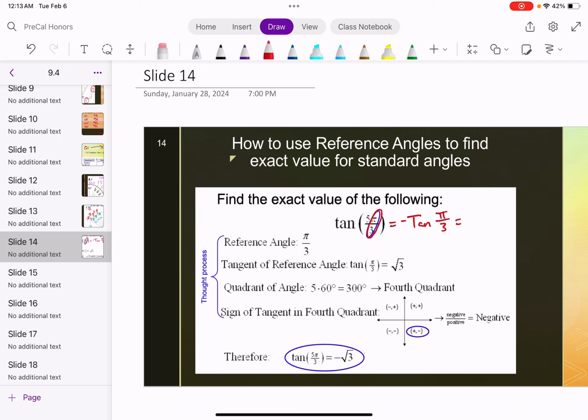which is equal to negative 3. Or sorry, not negative 3, I'm sorry. Negative square root of 3.